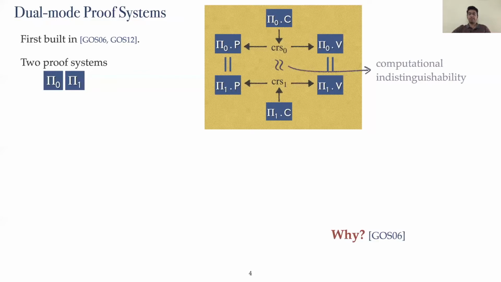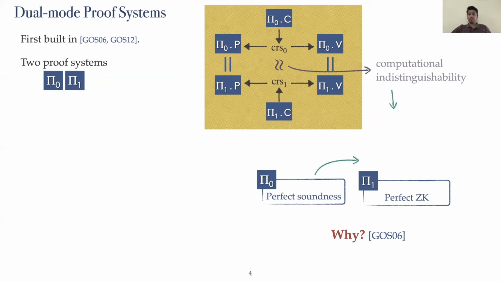So what is the benefit of such a pair of proof systems? Groth, Ostrovsky, and Sahai use the perfect soundness of one mode and the computational indistinguishability of the common reference strings in order to prove computational soundness of the other mode. This computational soundness, coupled with the perfect zero knowledge of this other mode, led to the construction of the first perfect zero knowledge argument system, a major open question of the time.